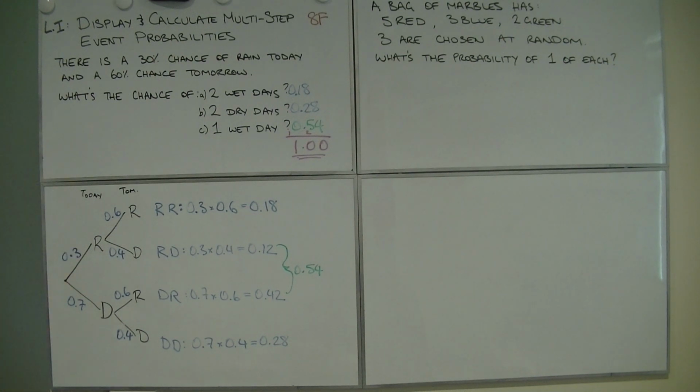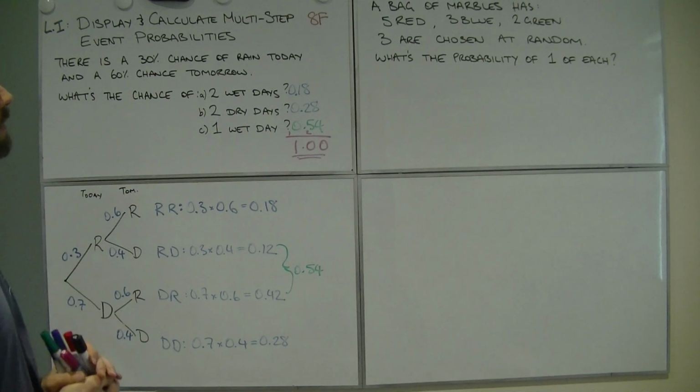Next scenario. Bag of marbles, which is overly used, but it's a goodie, so let's use it. We've got 5 reds in there, 3 blues, 2 greens. It's in a bag, so I can't see what's in the bag. I'm going to pick out 3 at random. What's the probability that I get 1 of each, so an even distribution?